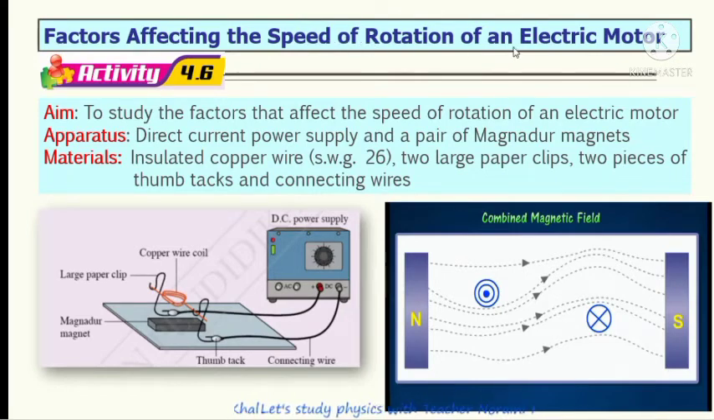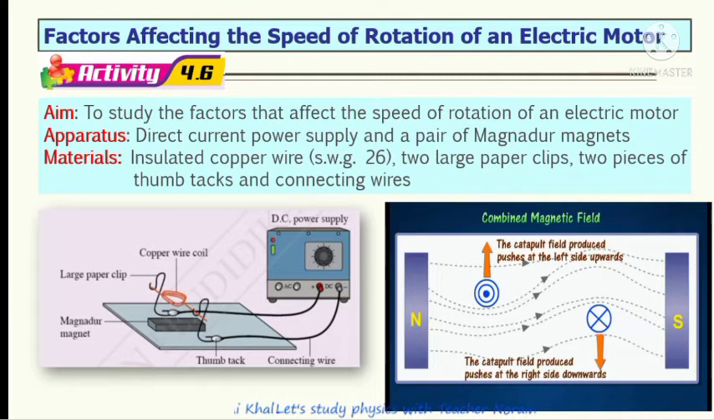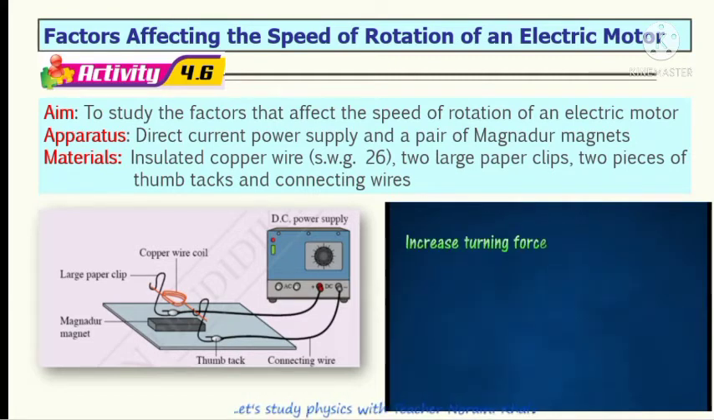How about the speed of rotation? What are the factors that affect the speed of rotation? For this activity, we have a simple DC motor. We can use a copper wire coil and a large paper clip. So what happens when the switch is on? Just now we already observed the video on this. It will keep rotating until you switch off the DC power supply. For the combined magnetic field, this is one example of a combined magnetic field, or catapult field. The catapult field produces a push on the left side upwards and the right side downwards. So this will cause the coil to rotate.